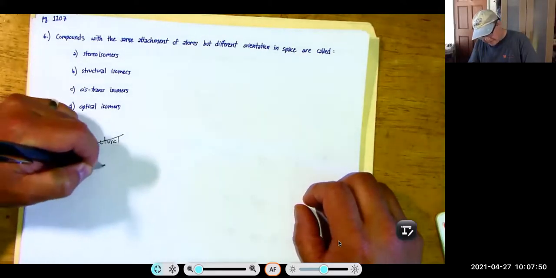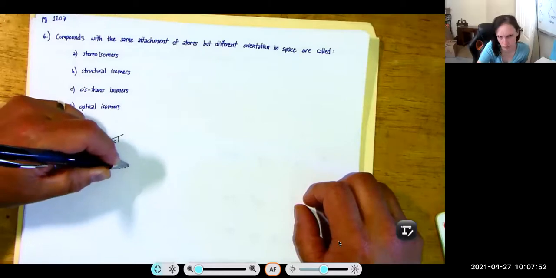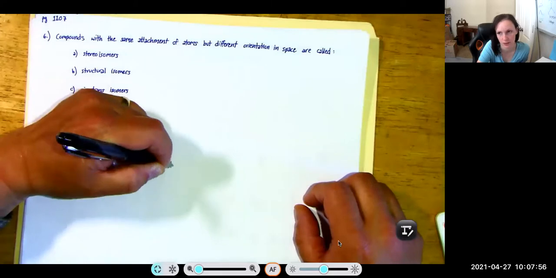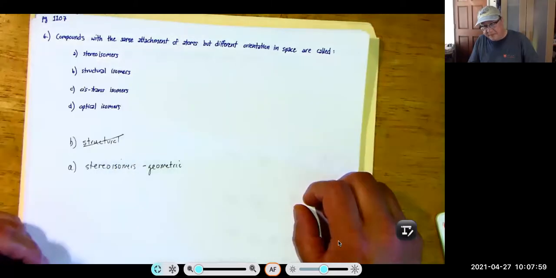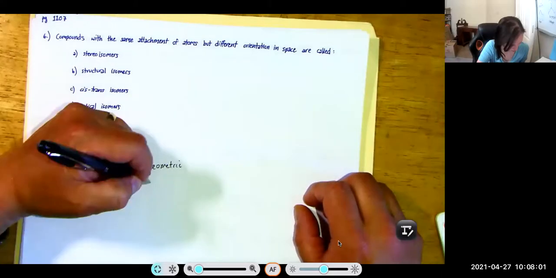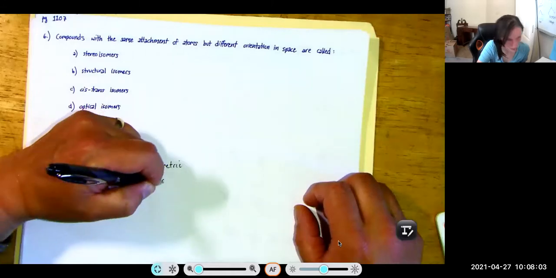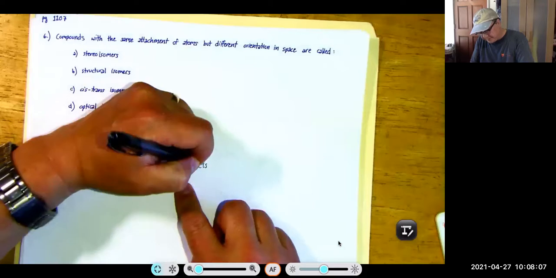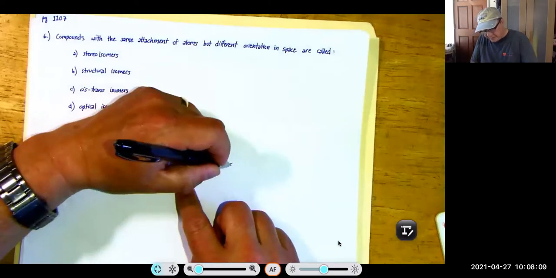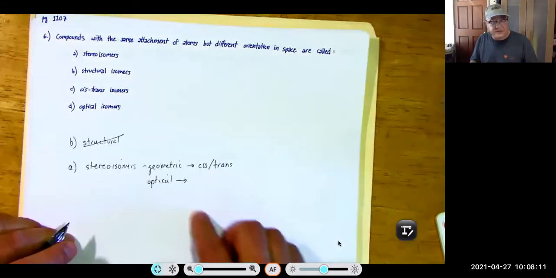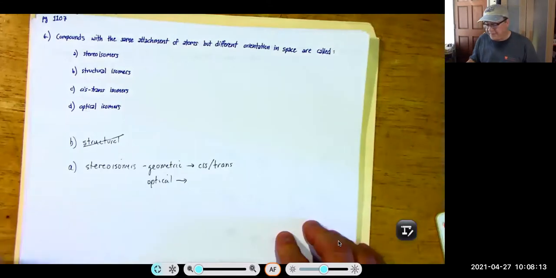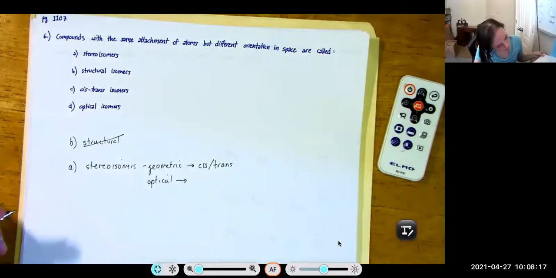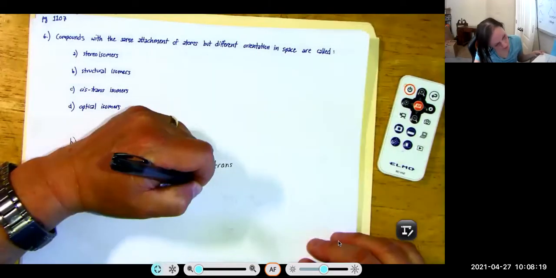What are they? Geometric, and, oh, I don't know. Is it constitutional? Optical, right? I think it's optical. Okay. Geometric are cis-trans. And optical are ones with four different things attached to a carbon.